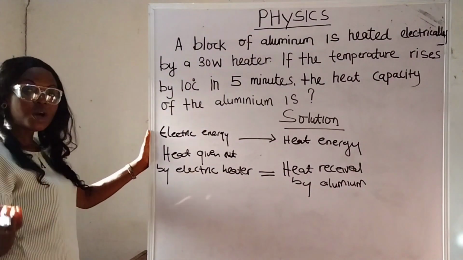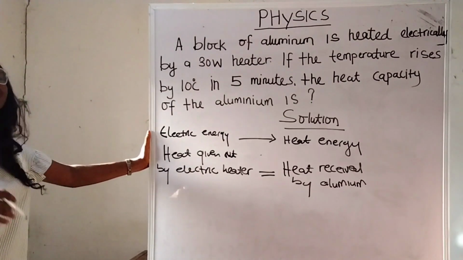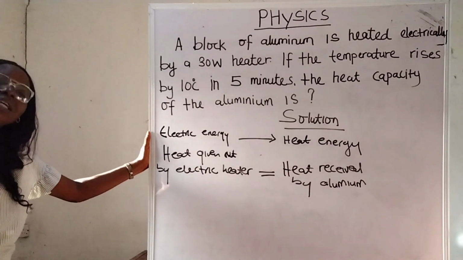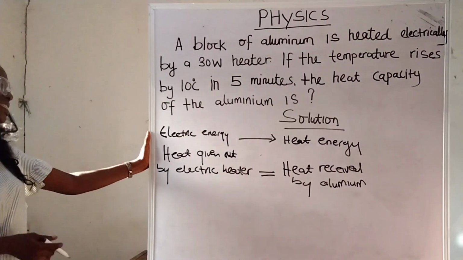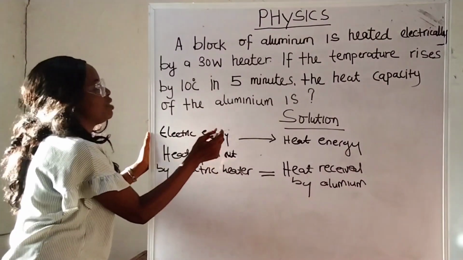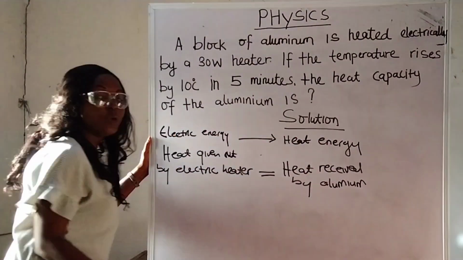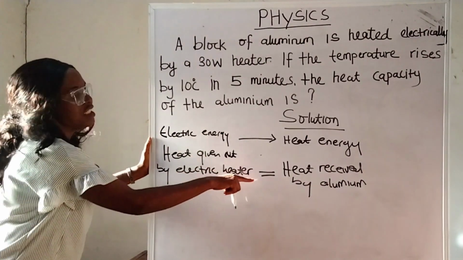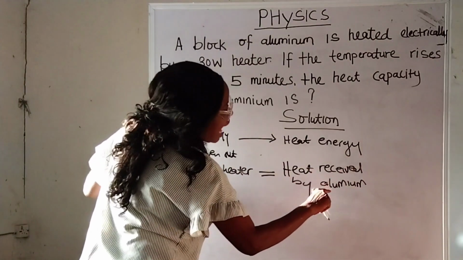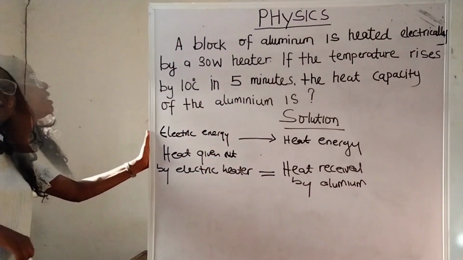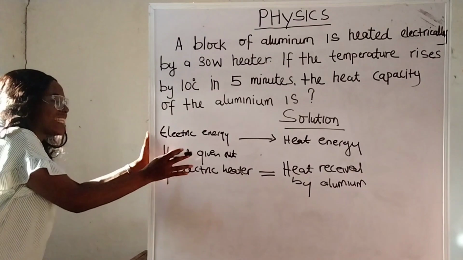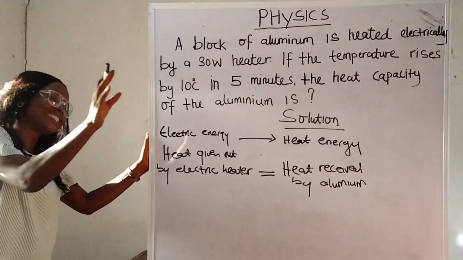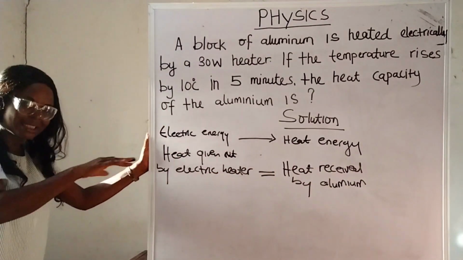Okay, so we have known that what is happening here is simply the practical application of the theory of energy. That electric energy is being converted to heat energy, which leads us to say that heat given out by the electric heater is equal to heat received by aluminium. Now, this thing that I wrote in words, I want to write it with formula.